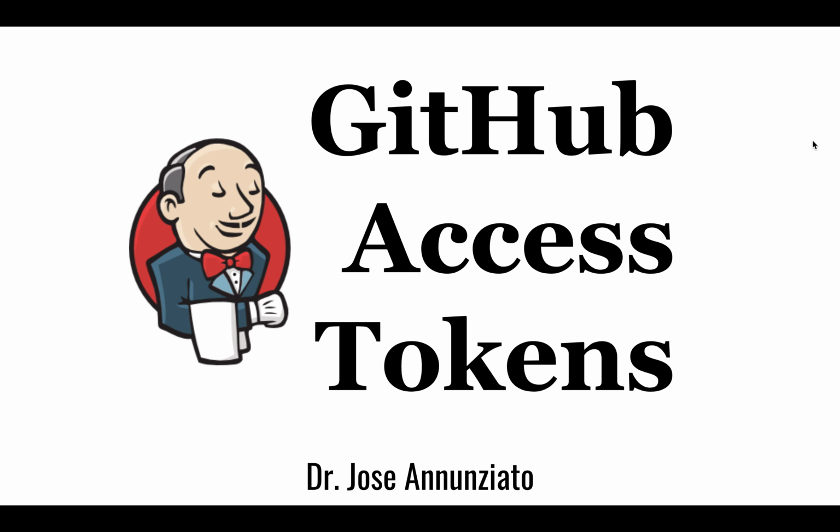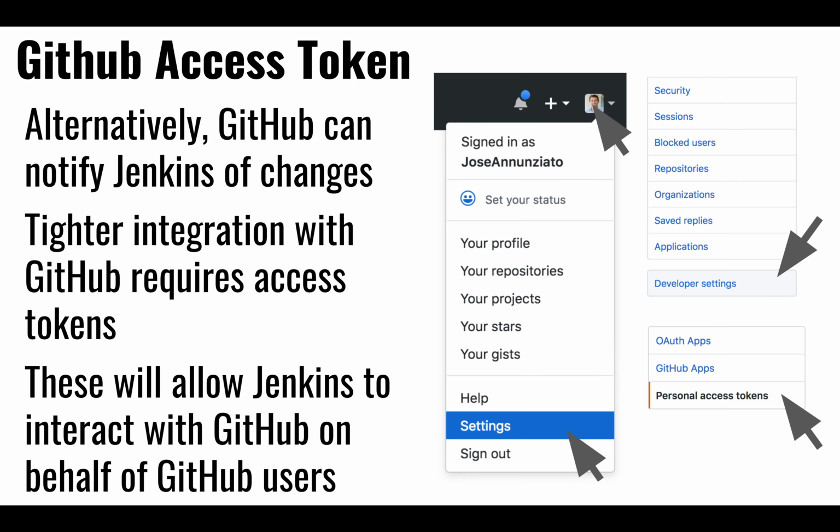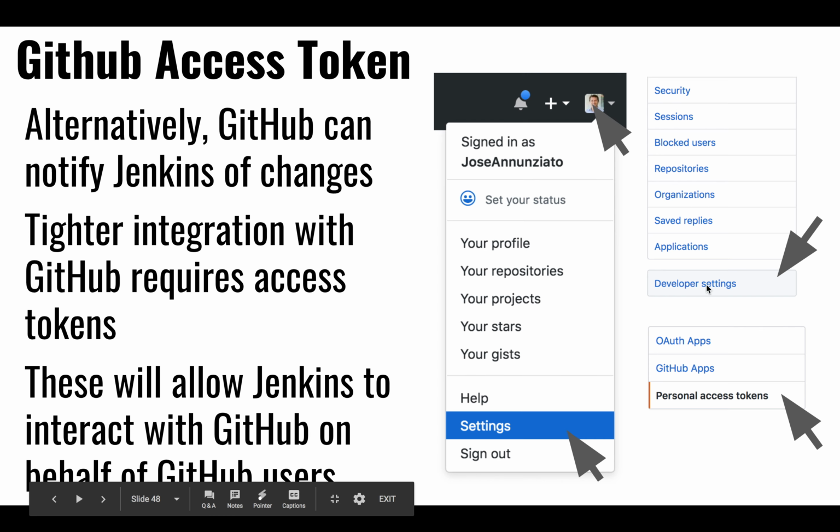Right, so if we want some more rigorous integration between GitHub and Jenkins, we need to have a GitHub access token. This is fairly simple. Having been logged into GitHub, you can navigate to settings, developer settings, and then personal access tokens.